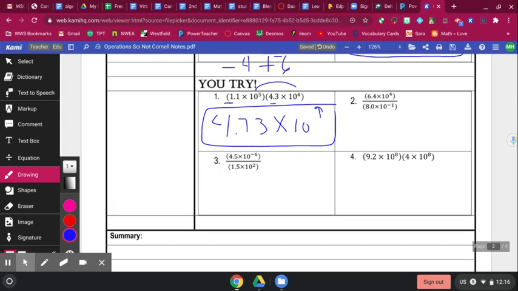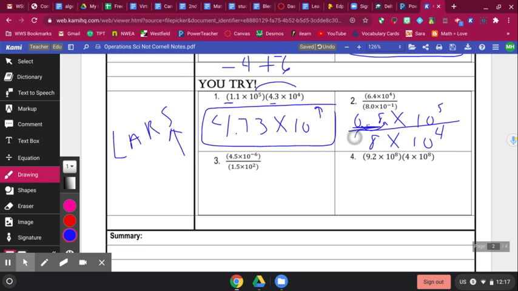For number 2, you should have gotten 0.8 times 10 to the 5th. And you should have noticed that this is not between 1 and 10. So we have to move our decimal one spot, and you get 8 times 10. And because I moved it to the right, remember Lars, I have to subtract from my exponent, so I get an exponent of 4.